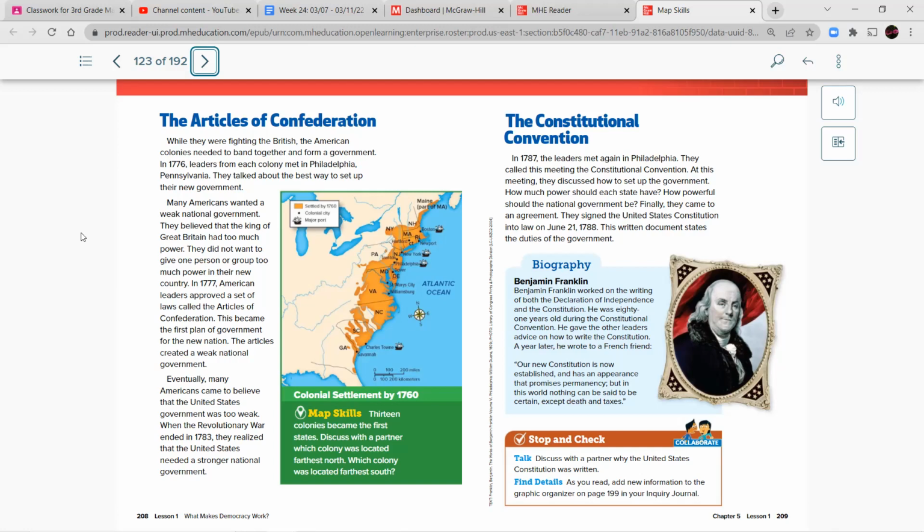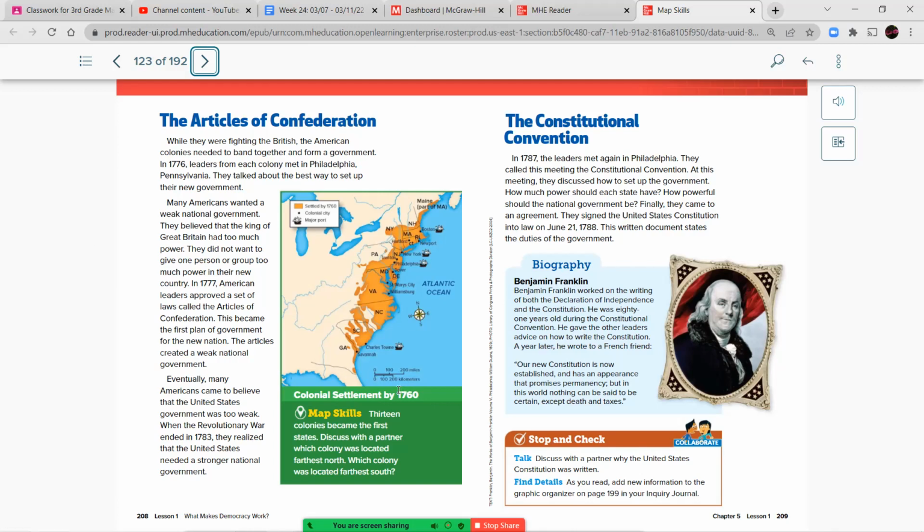In 1777, American leaders approved a set of laws called the Articles of Confederation. This became the first plan of government for the new nation. The Articles created a weak national government. Eventually, many Americans came to believe that the United States government was too weak. When the Revolutionary War ended in 1783, they realized that the United States needed a stronger national government.